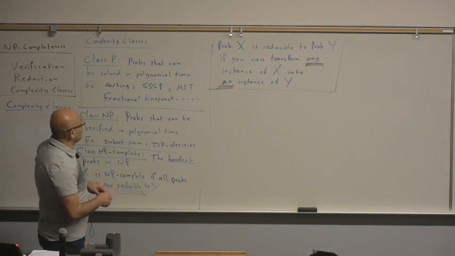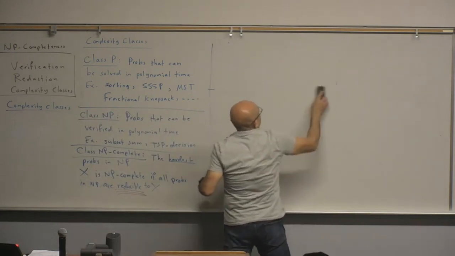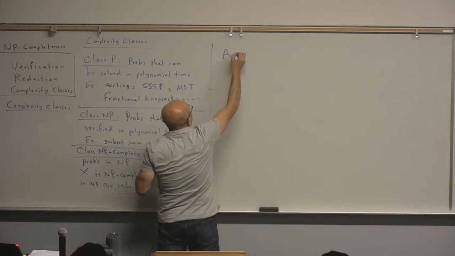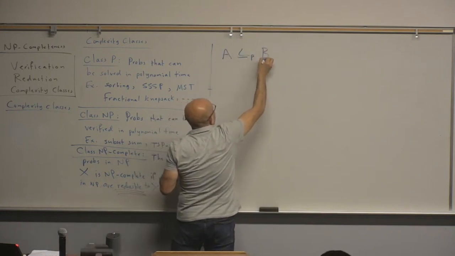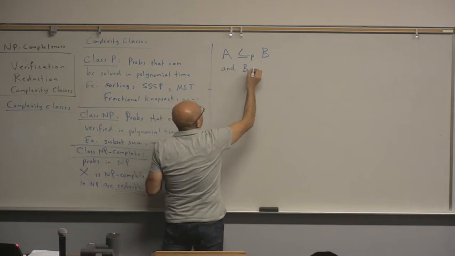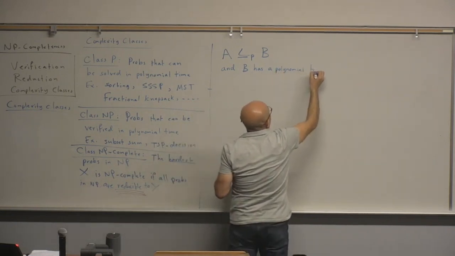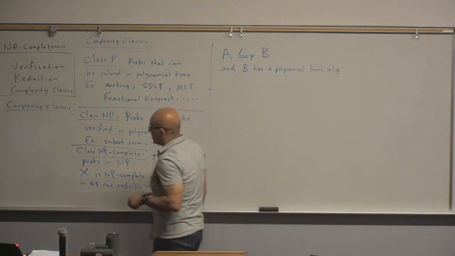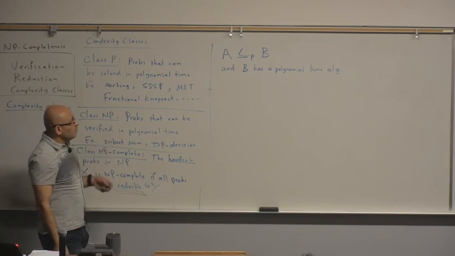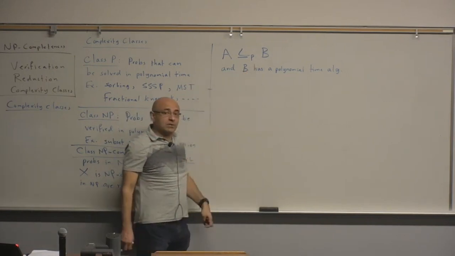Okay? Now let's think in the abstract. What if I tell you that problem A is polynomially reducible to problem B, and B has a polynomial time algorithm? What can you conclude from this? It can also be solved in polynomial time. Yeah, exactly. Because you can transform any instance of A into an instance of B in polynomial time, and then you can use the solver for B to solve A in polynomial time.